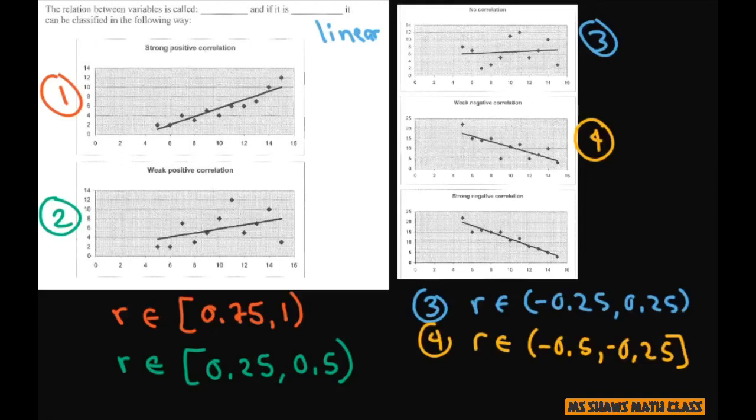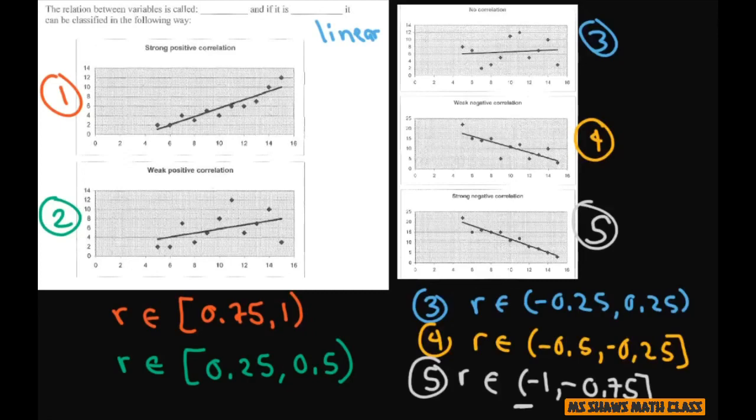And then for 5, this is 5. A strong negative means R is an element of negative 1 to negative 0.75. This is exclusive. This one's inclusive.